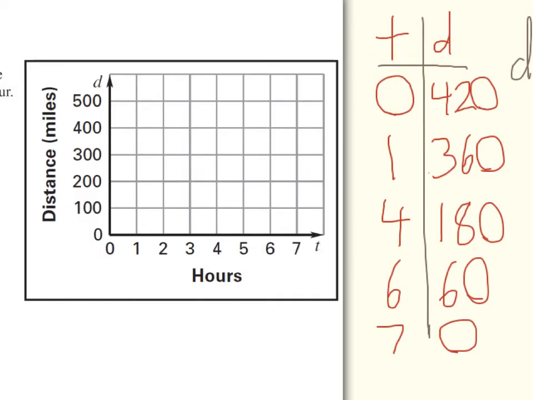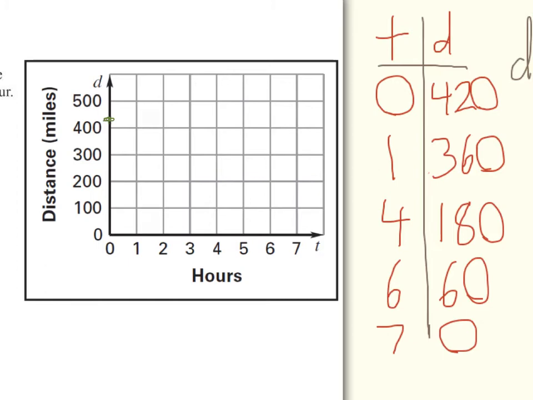All right, so here we go. Please notice on the right I have moved all of our good information over, and I have enlarged our graph so we can now use this. All right, so let's do this. Let's start with 0, 420. That's going to be a little bit above 400, but not quite above the halfway point between 400 and 500. About right there.